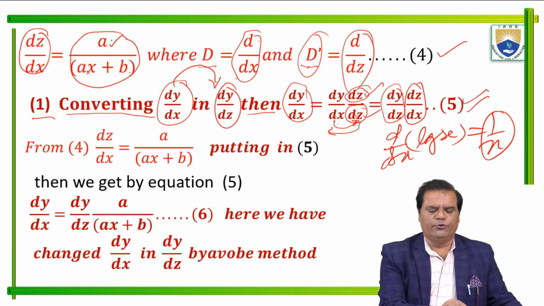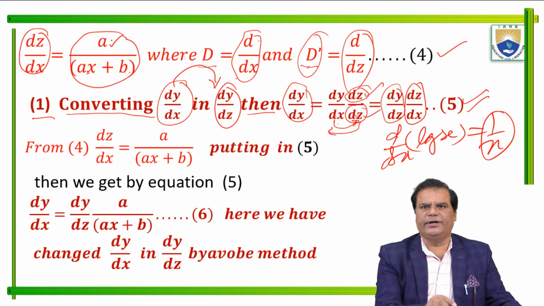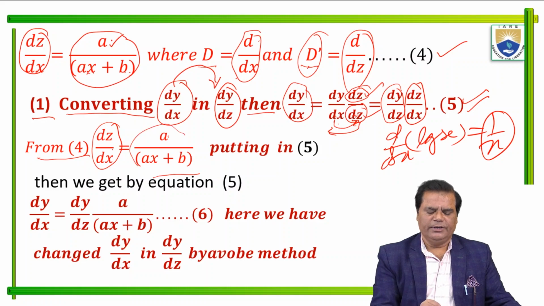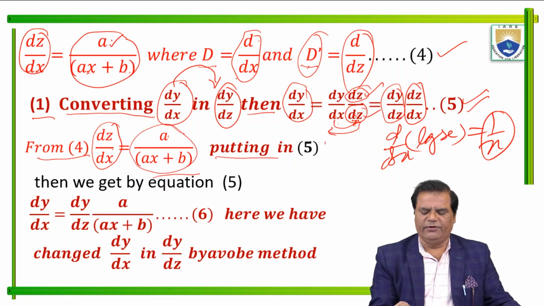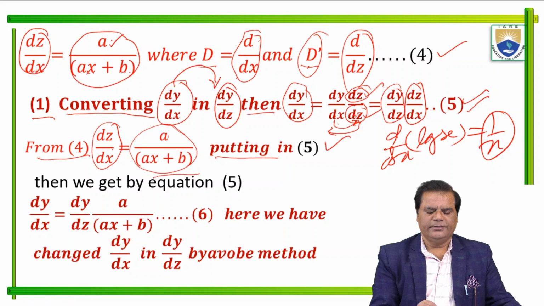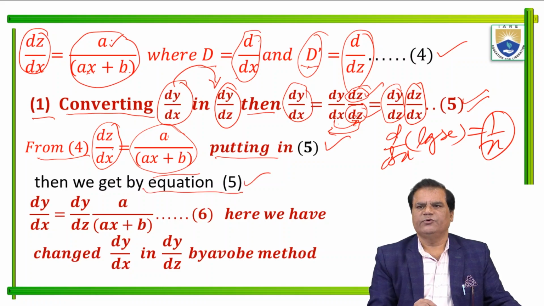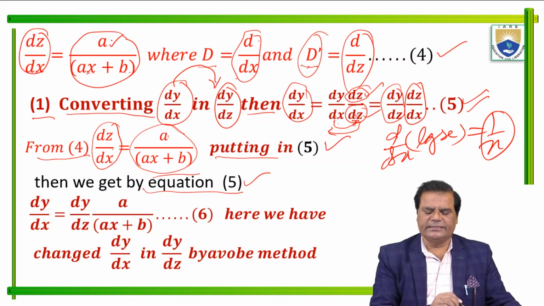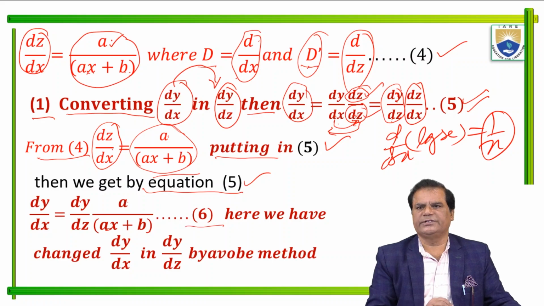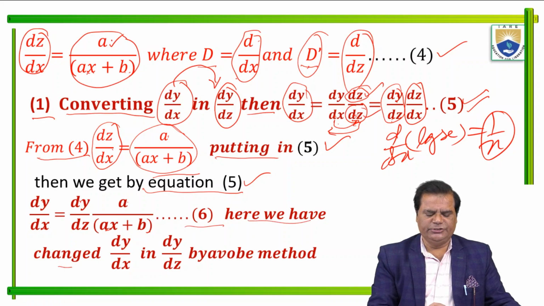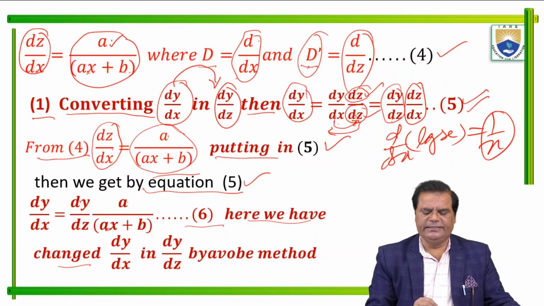Now from equation 4, dz over dx is a upon ax plus b. Putting this in equation 5, we get dy dz into a upon ax plus b. This is equation 6. Here we have changed dy dx into dy dz.